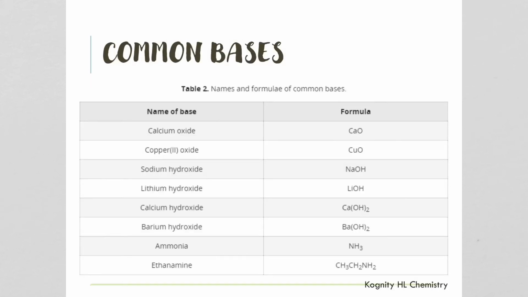Now, it is also required to know a few of the common bases. They're a little bit easier to remember because some of them are the evolved polyatomic ions that you already had to become familiar with, like calcium oxide. If you see the name, you can come up with the formula. Copper 2 oxide, same thing. Sodium hydroxide, we have to know the hydroxide ion, so that one's helpful. Lithium hydroxide, calcium hydroxide, barium hydroxide, ammonia, and ethanamine, again, will be used in organic chemistry. So these are all ones that you would possibly use throughout your IB chemistry syllabus.